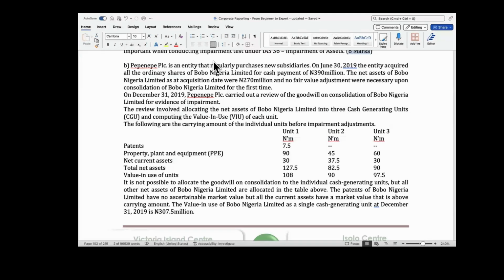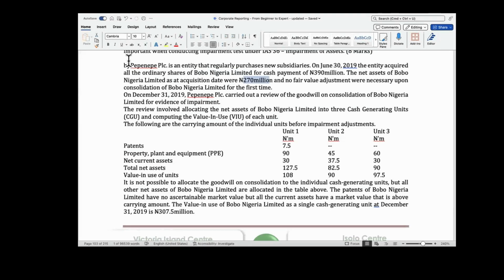And also on June 2019, the entity acquired all the ordinary shares of Bobo Nigeria Limited for a cash payment of 390 million. The net asset of Bobo Nigeria Limited as at acquisition date is 270, and no fair value adjustments were necessary upon consolidation of Bobo for the first time.